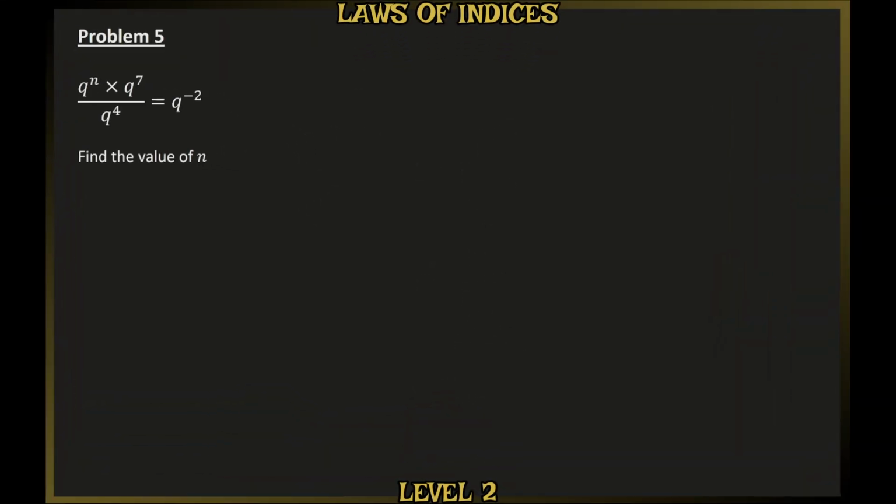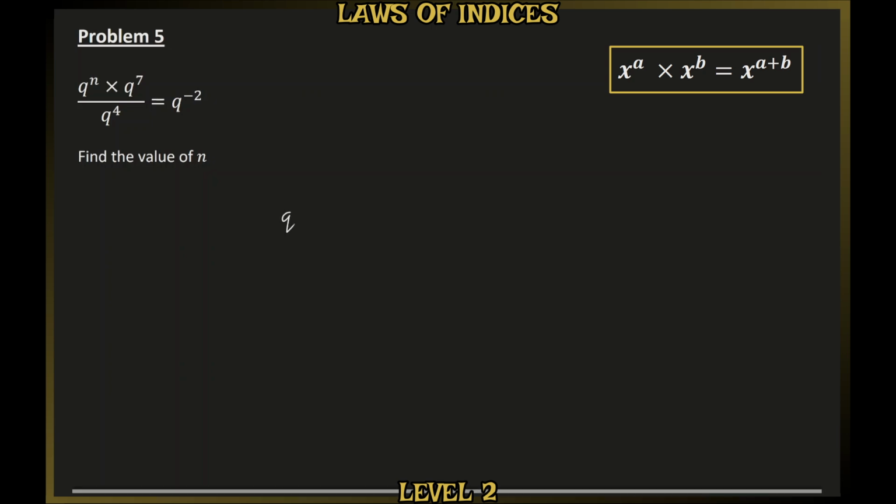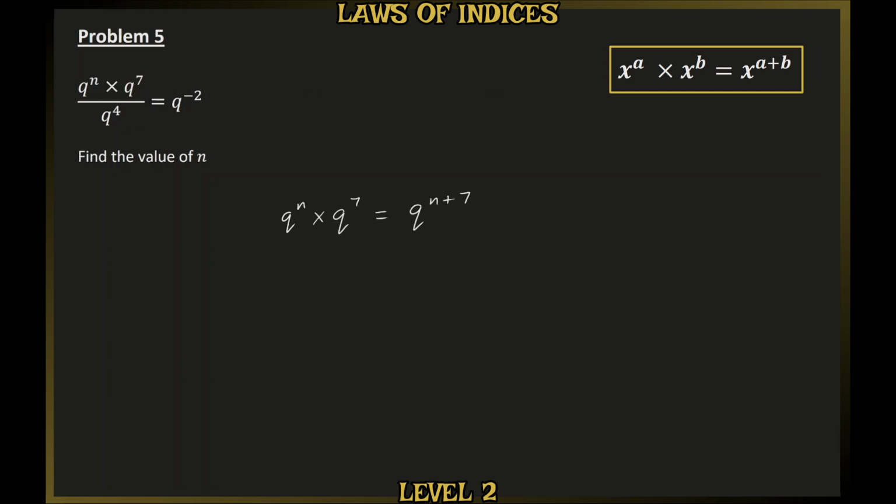In problem 5, we're told that q to the power of n multiplied by q to the power of 7 all over q to the power of 4 is equal to q to the power of minus 2. And we need to find the value of n. Starting on the left-hand side and looking at the numerator, we can see that we're multiplying indices together. So we're going to use this law, which tells us that when we multiply indices, we add the powers. So we have q to the power of n multiplied by q to the power of 7 is equal to q to the power of n plus 7.